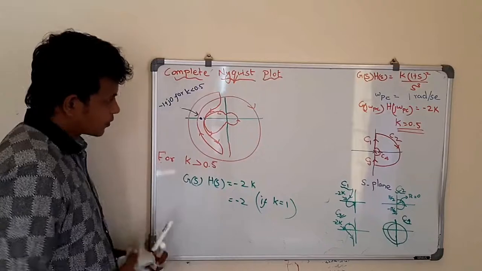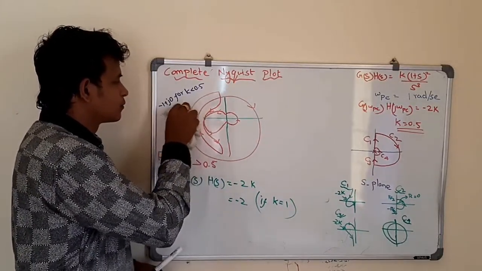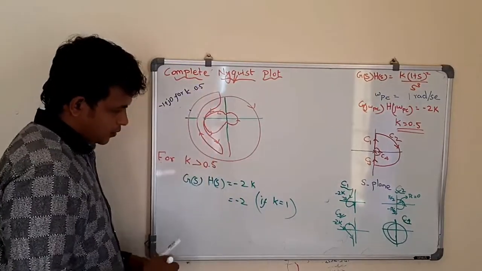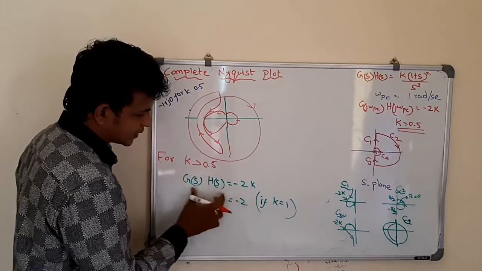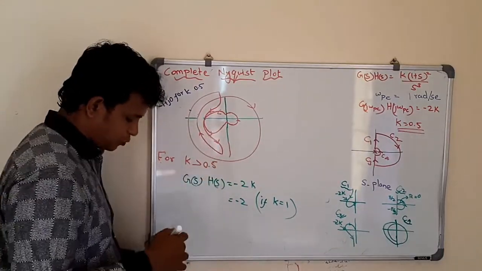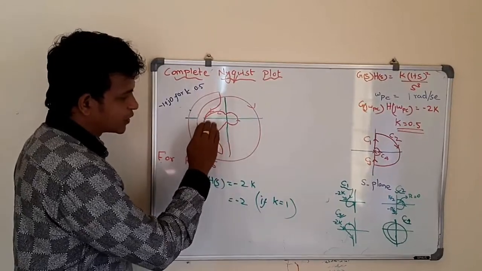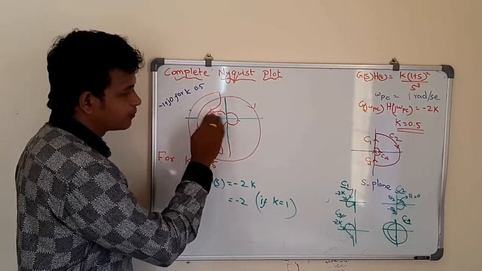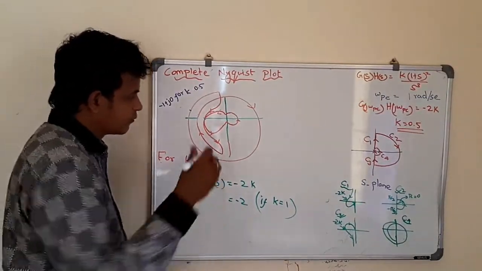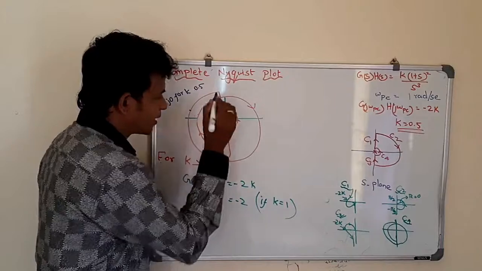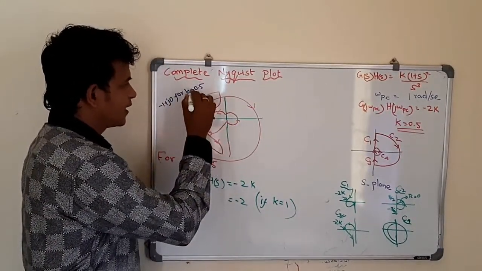The plot is crossing the real axis at G(s)H(s) equal to minus 2. So this becomes minus 2. If k equal to 1, that means minus 1 plus j0 lies to the right hand side of this point. So here we will be having minus 1 plus j0, for k greater than 0.5.